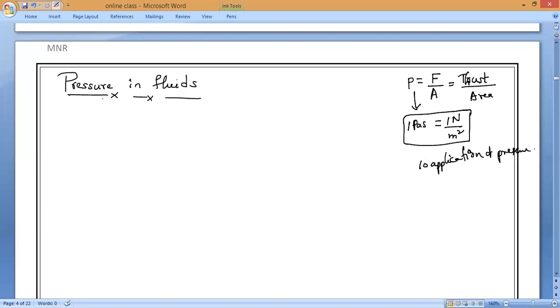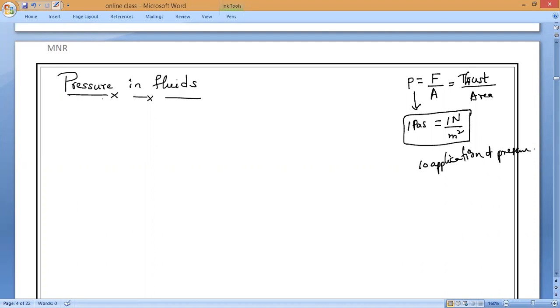Yes or no? Also, if you take dams or reservoirs, whenever they are constructing them, the size down at the bottom of the reservoir will be wider compared to when we are rising up. What is the reason? That is what we'll study. So those are basically the applications of pressure in our daily life.